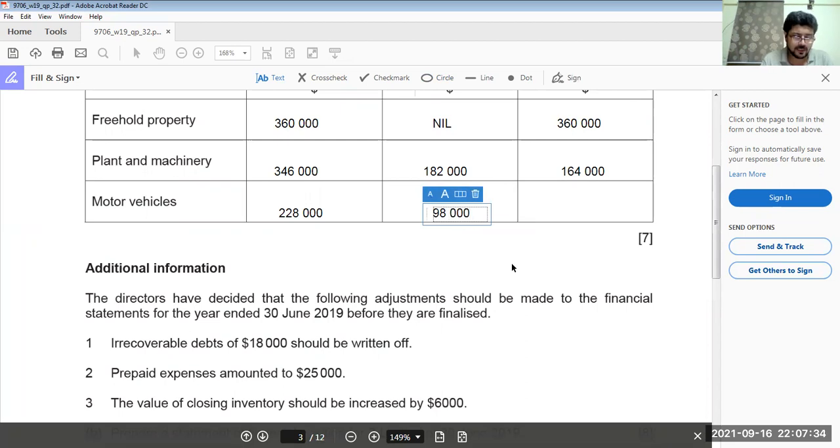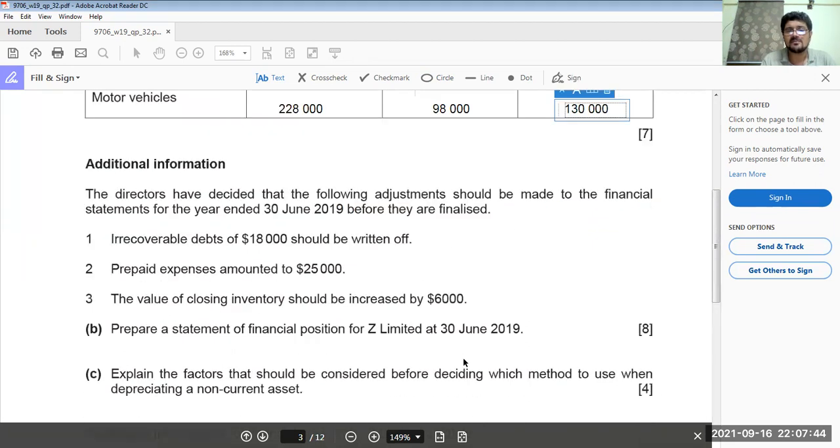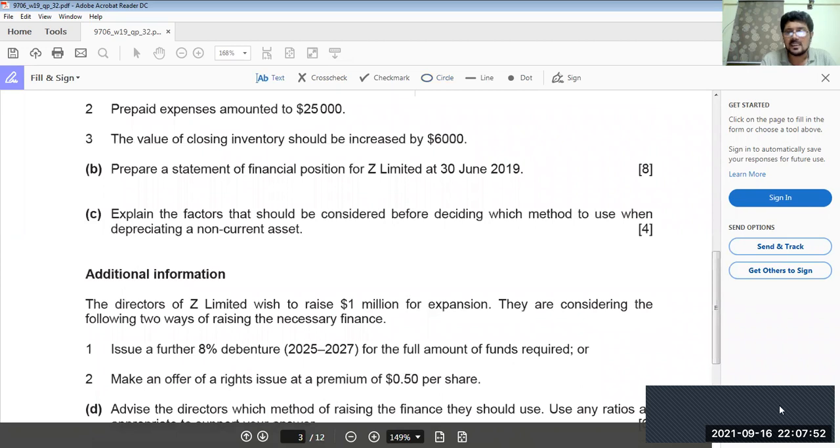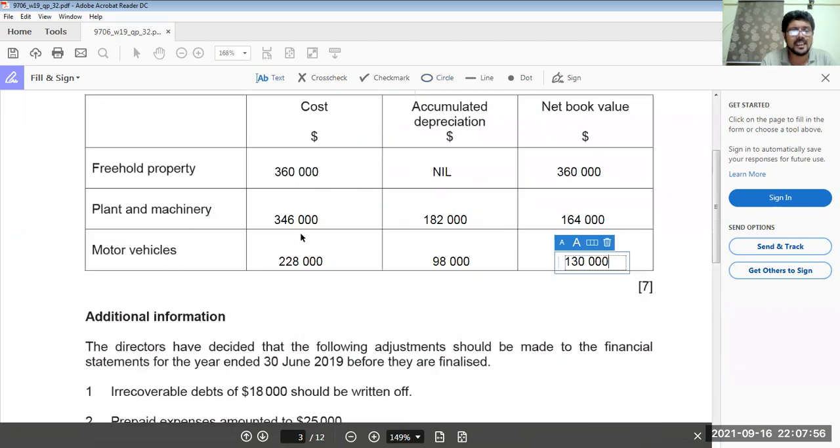Okay, so what would the book value be? 228 minus 98, the answer is 130,000. So this is it. Done? Okay. Now this was Required 1. Now Required 2, Required A, sorry.